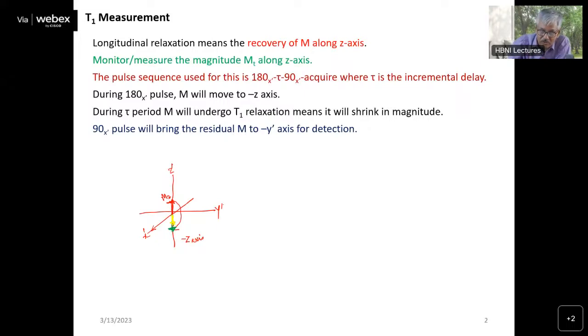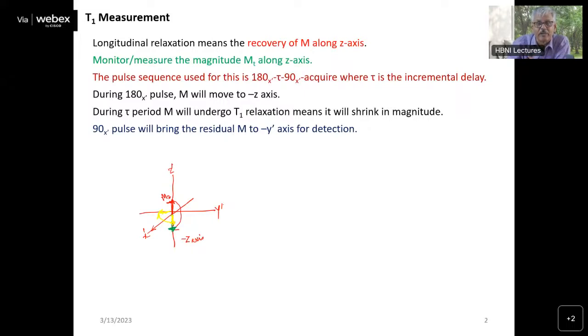But as you know, you cannot detect the magnetization along the Z axis, because your detector is only in the XY plane. So after that time tau you are giving a 90-degree pulse. If it is in the minus Z, you are giving an X pulse and it will reach here. So you will detect the magnetization, although the signal phase will be different. During this tau period, there is a relaxation.